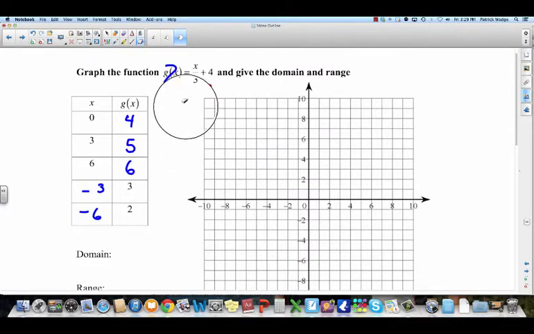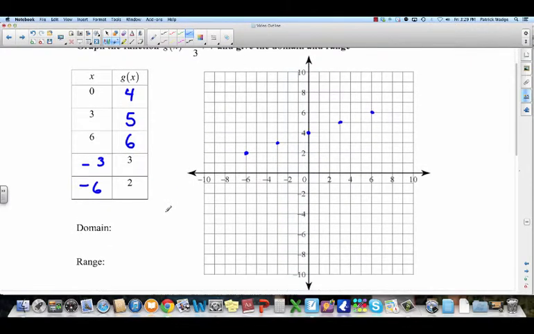Okay, now we're going to graph all those points. So the first point, 0, 4. 0, 4 right here. Next point is 3, 5. 3, 1, 2, 3, 4, 5. 6, 6. Negative 3, 3, and negative 6, 2. And you can see they form a line, and you'd expect that. This is a linear function here.